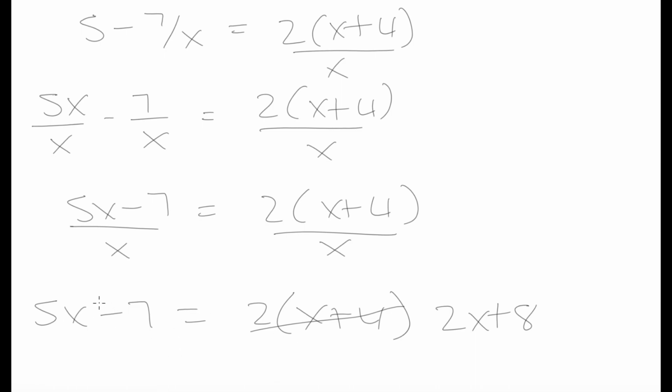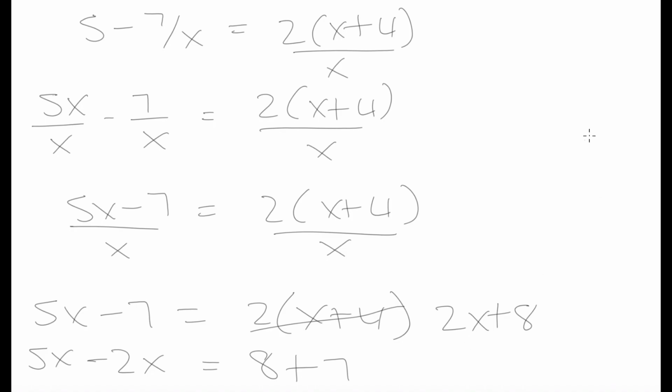And now we can do the same thing that we've been doing. We move our variable terms on one side and our constant terms on another. So let's leave our 5x here. Let's bring this 2x over to the left-hand side. So that becomes minus 2x. Leave our equal sign here. Well, we have our 8 here. And now we're going to bring our negative 7 to the right side, and that's going to become plus 7.